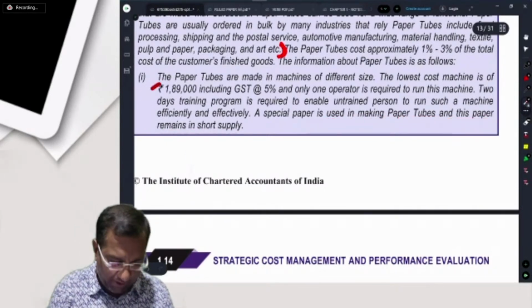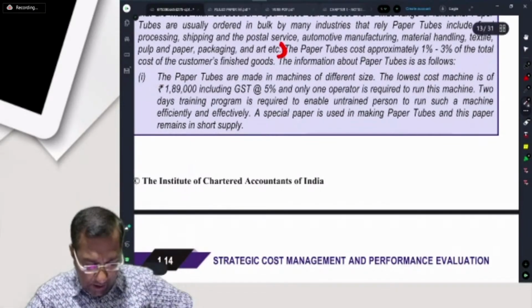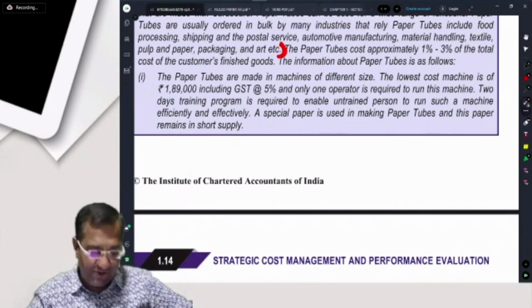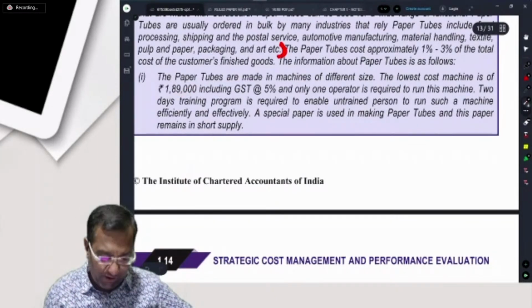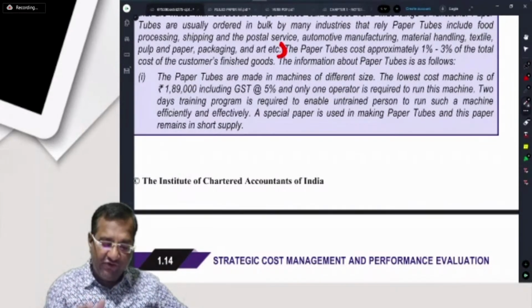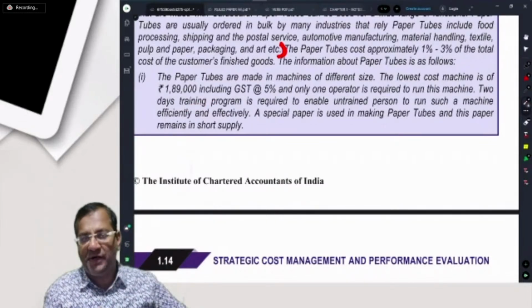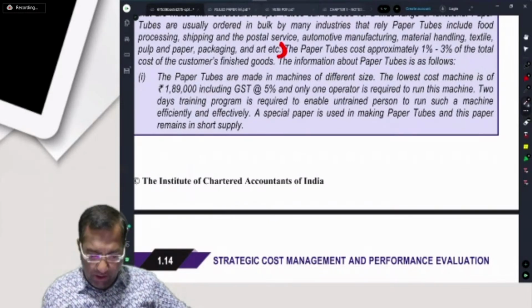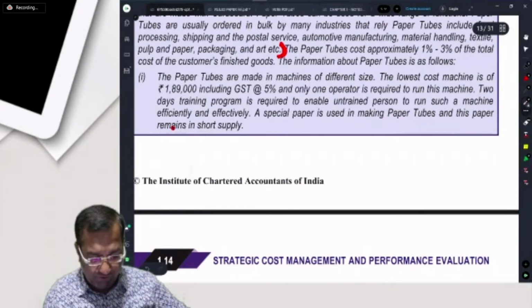Okay, the first point: the paper tubes, in the new industry we want to enter, are made in machines of different sizes. The cheapest machine is available at approximately 2 lakh rupees, and only one operator is required to run the machine. If the operator is not trained, a 2-day training program is available in which that operator will be trained how to use the machine to manufacture the paper tube. A special paper is required in making the paper tube, and this paper remains in short supply.